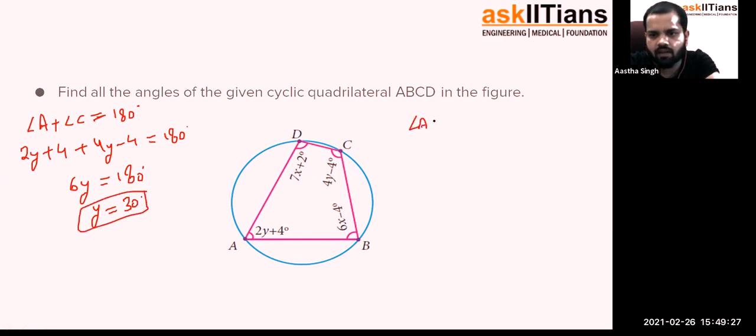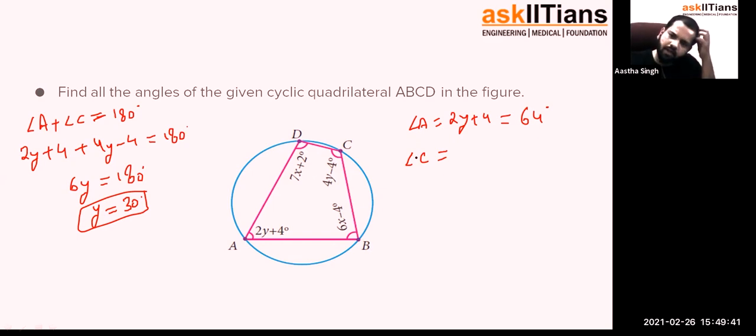If y is 30 degrees, then angle A is equal to 2y plus 4. What is y? y is 30. So 30 into 2 is 60. 60 plus 4 is 64 degrees. For angle C, just subtract 180 minus 64, which will be equal to 116. Right? Or just do 4y minus 4.